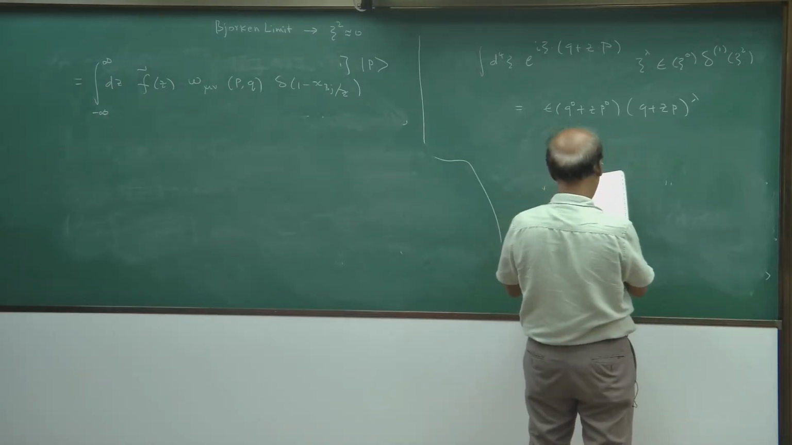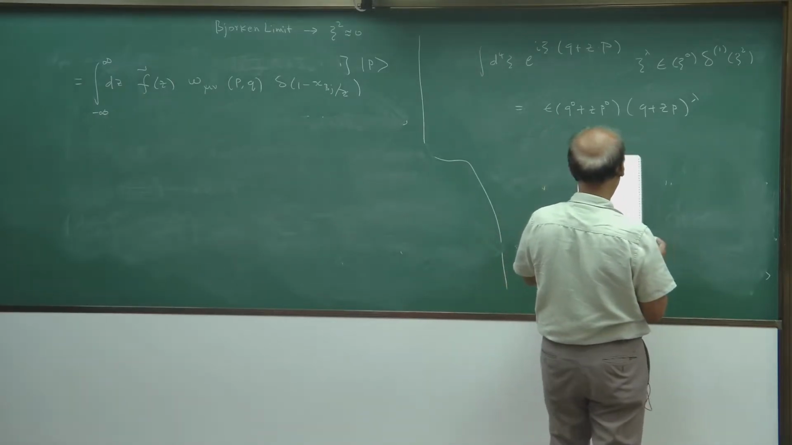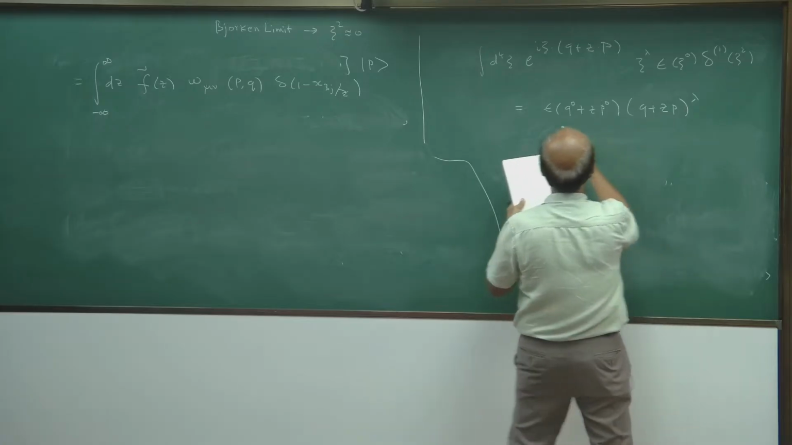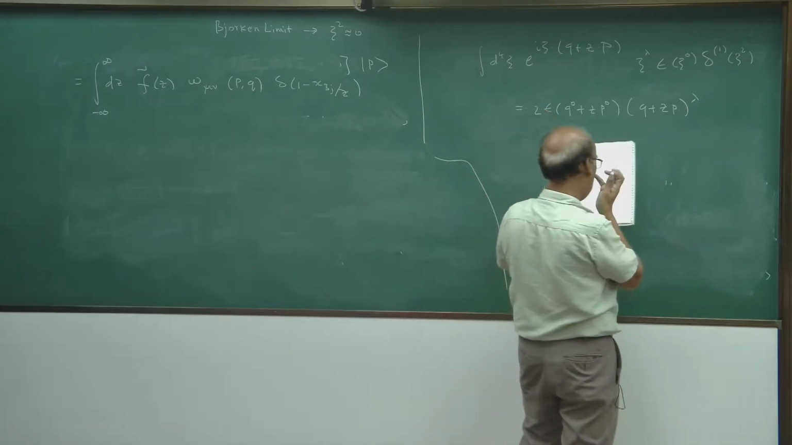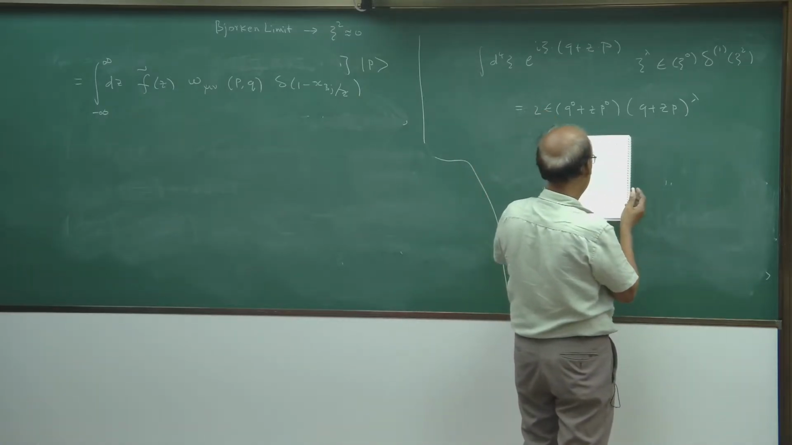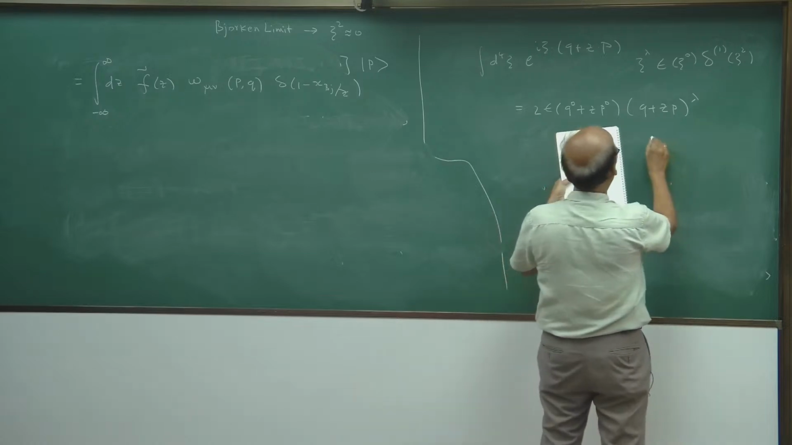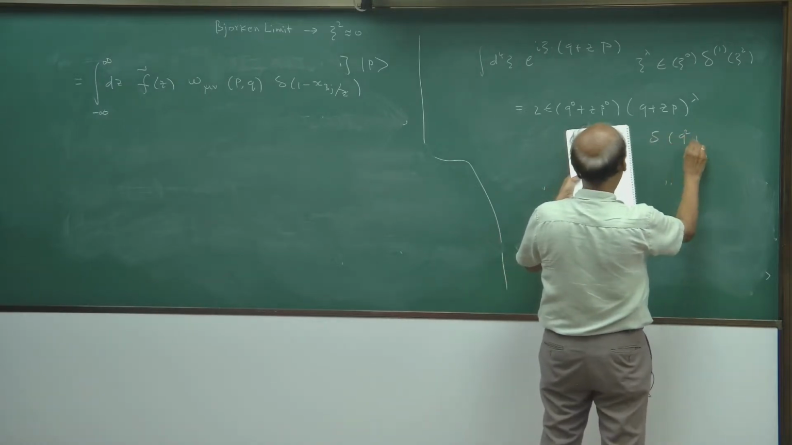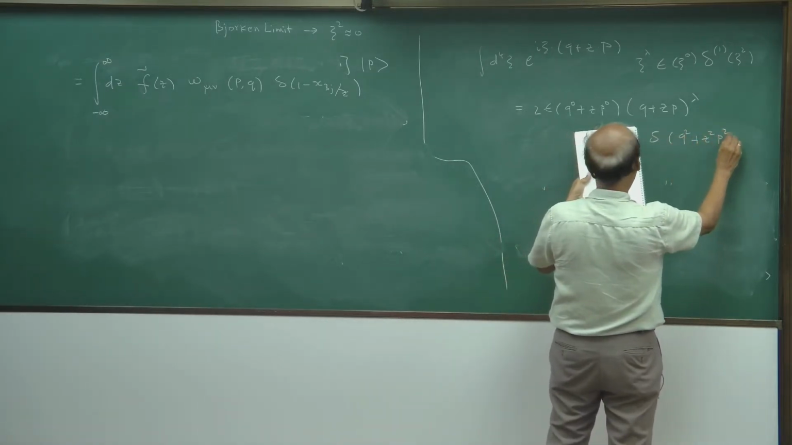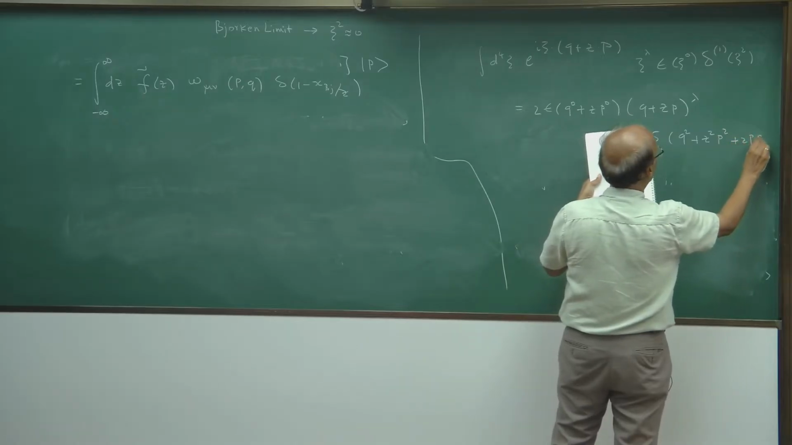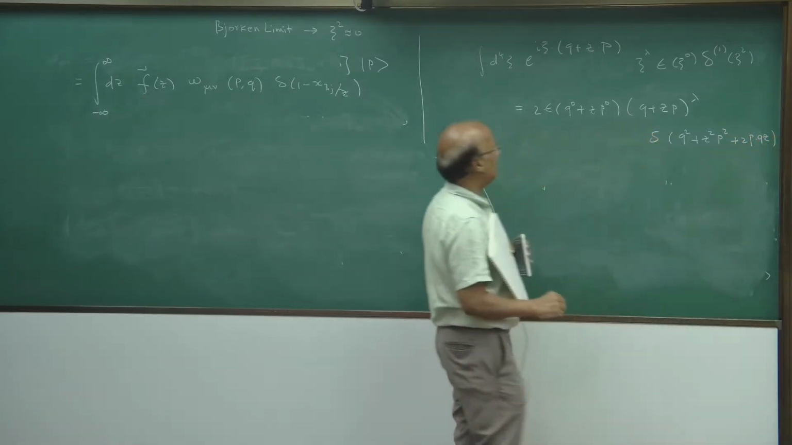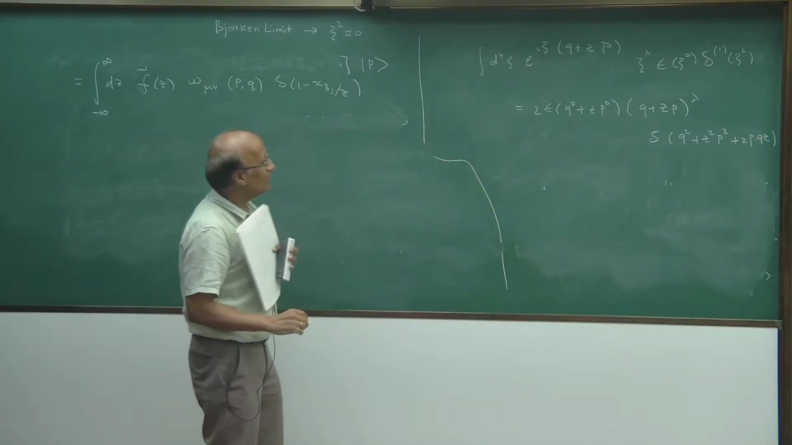So you want the answer to the integral. Yes, there is a factor 2 here. And then you have delta of q square plus z square p square plus 2 p dot q z. This is your answer to this integral actually.